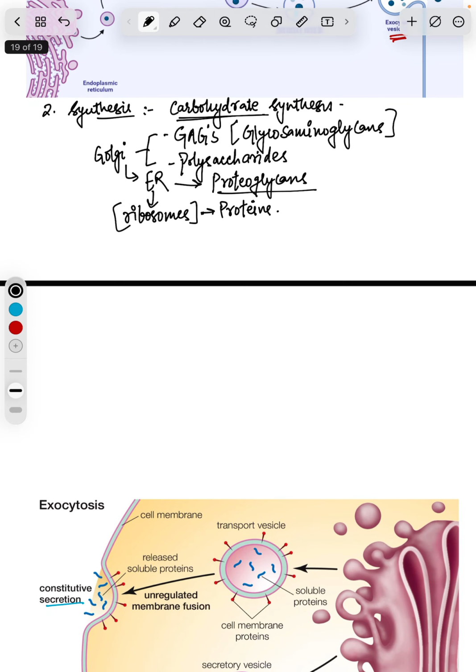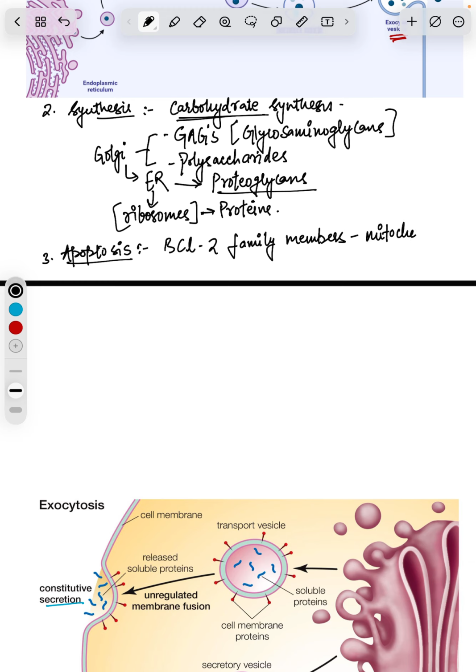The most important role that we see is of apoptosis. It has a putative role in apoptosis, with several BCL2 family members localized there as well as to the mitochondria. Along with BCL2 family members, it coordinates with the mitochondria to carry out the process of apoptosis.